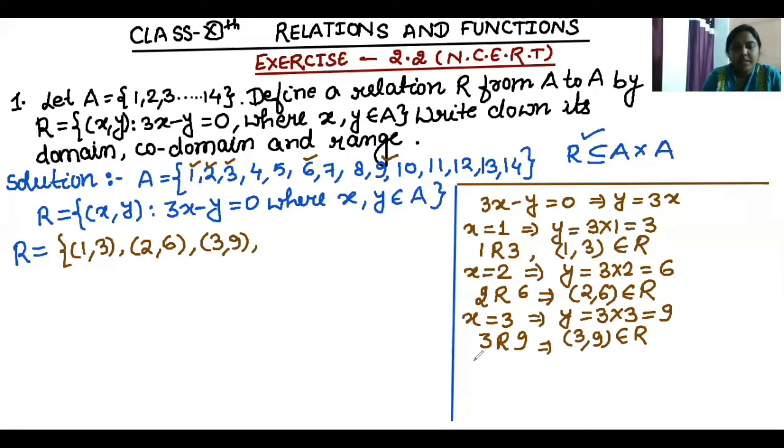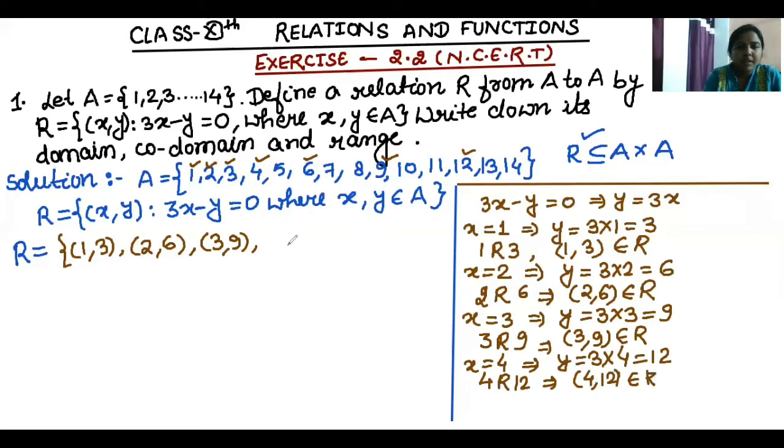Now next, x equals 4. So y equals 3 into 4, so we get 12. So 4 is in A, yes, and 12 is also there. So we can write 4 is related to 12. So (4, 12) belongs to R. So we can write the element (4, 12). Now the next element we will find out.